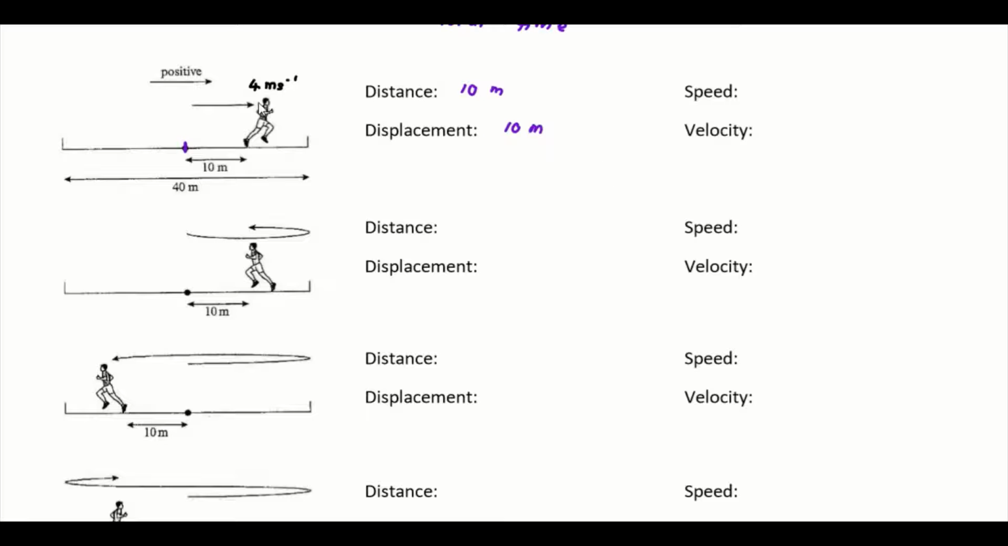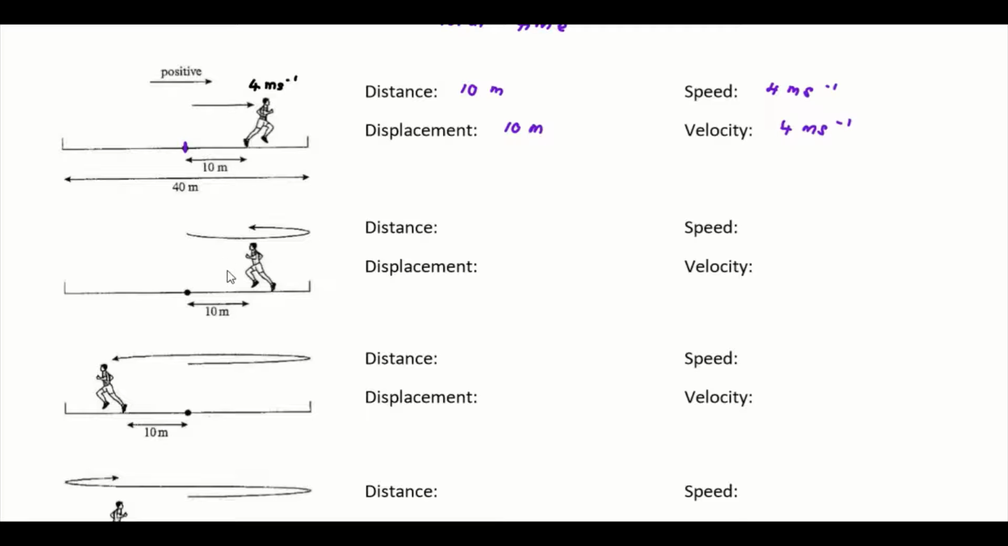This person is running at a speed of 4 meters per second. Velocity is going to have the same magnitude as speed, but one thing you need to take into consideration is whether it's in the positive or negative direction. This person is running in the positive direction, so the velocity will be positive as well.